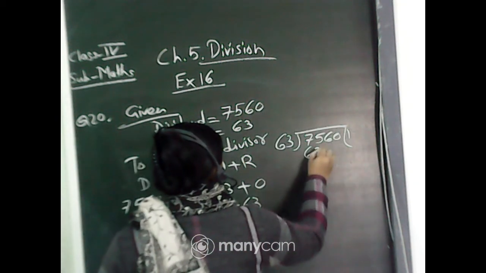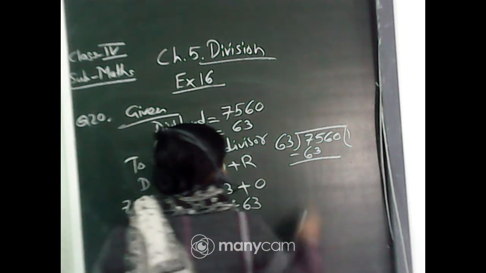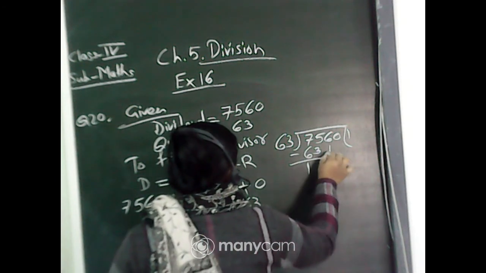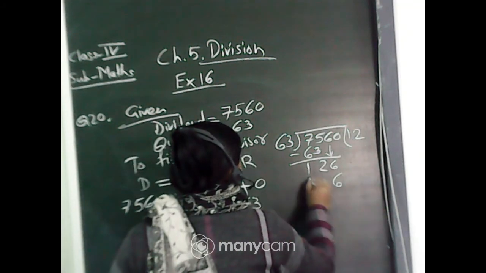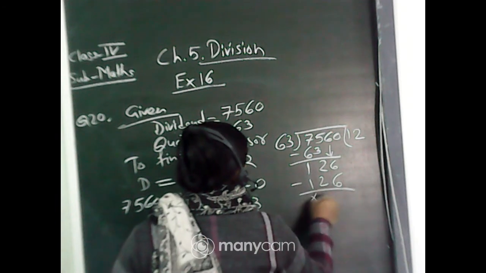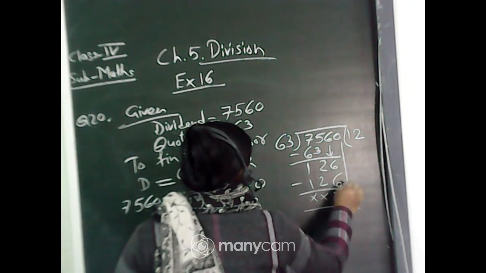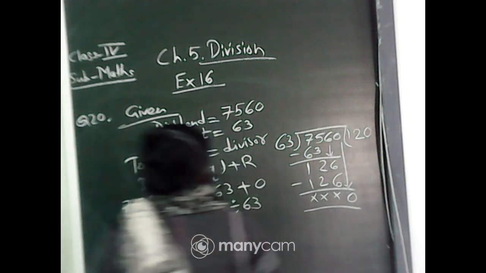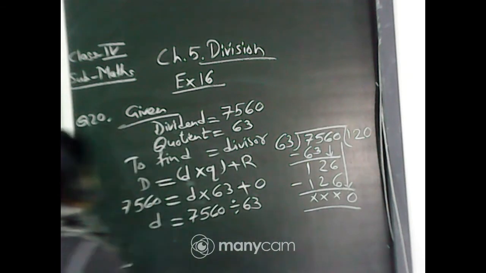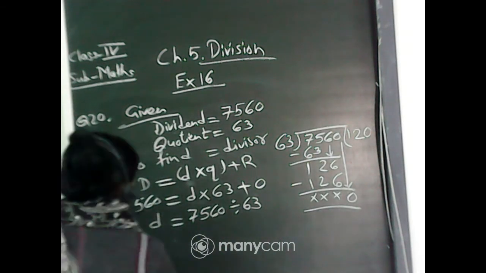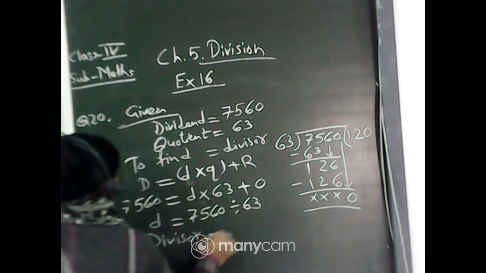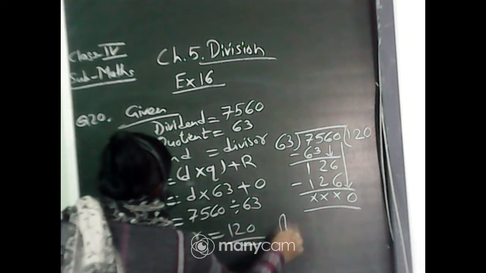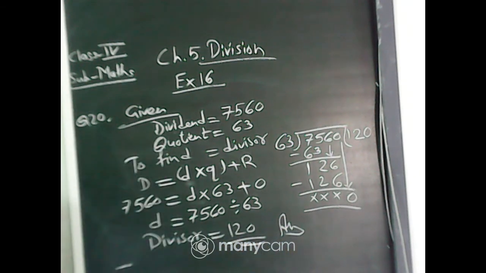Ones are 63, minus 3, 4, 5 and 1. Now this 6 will come down. 2s are 2, 3s are 6, 2 6s are 12. Subtraction, this whole will be cancelled and this 0 will be left, so this 0 will go this side. That means our divisor is 120. So you will write divisor is equal to 120. Okay, divisor is equal to 120.